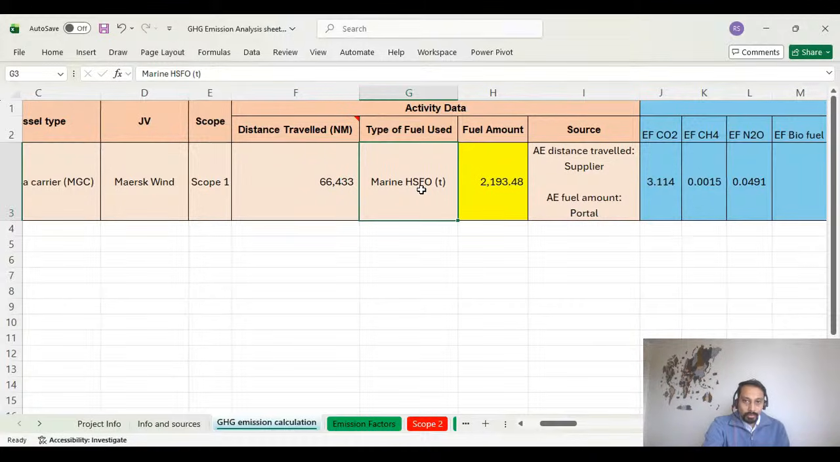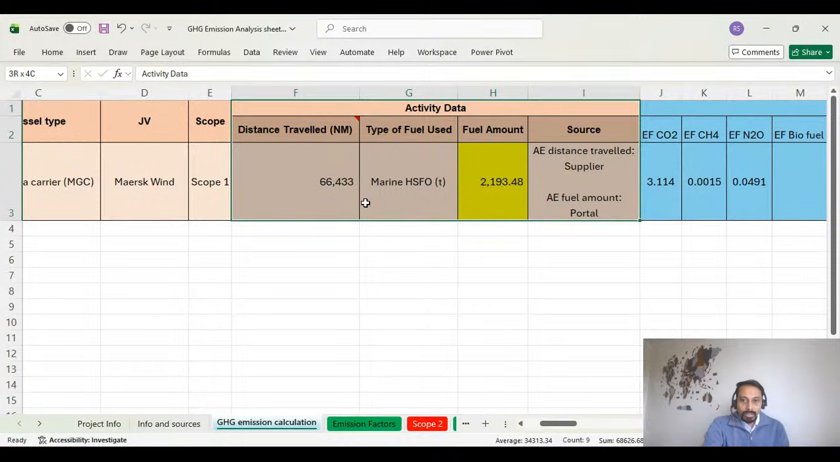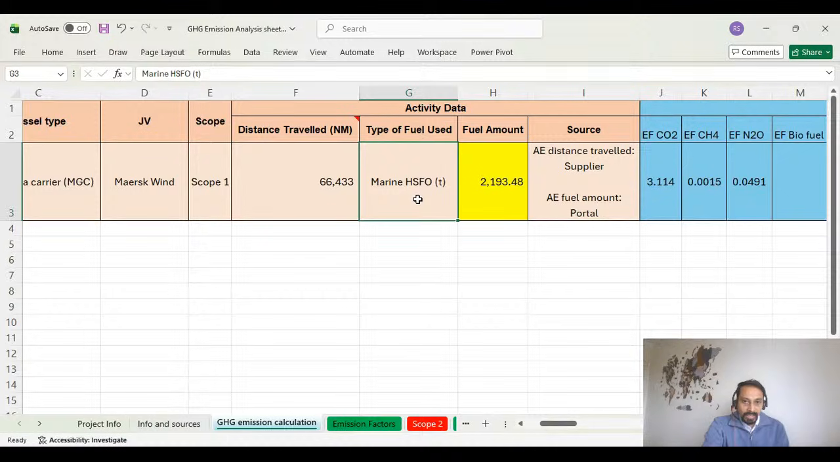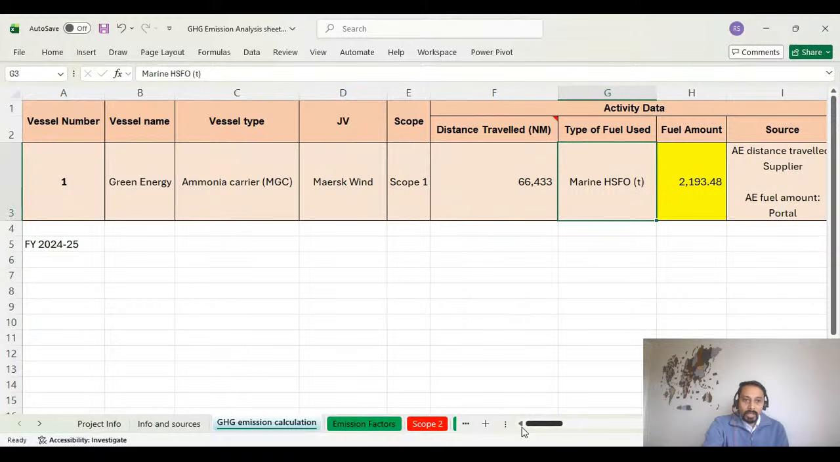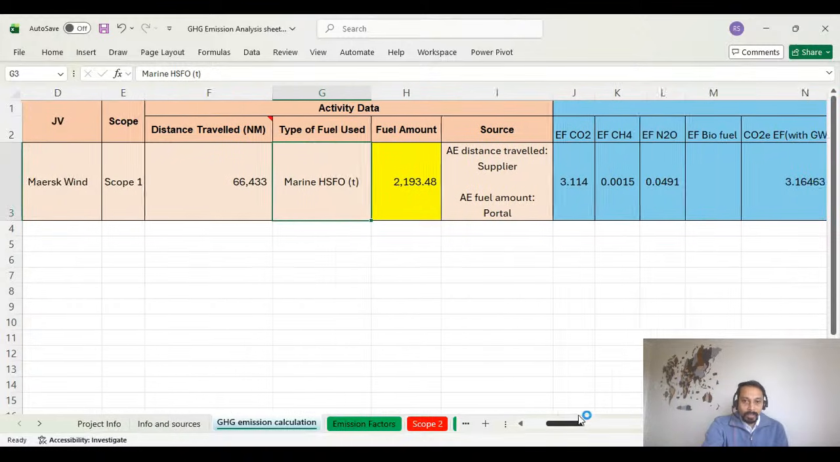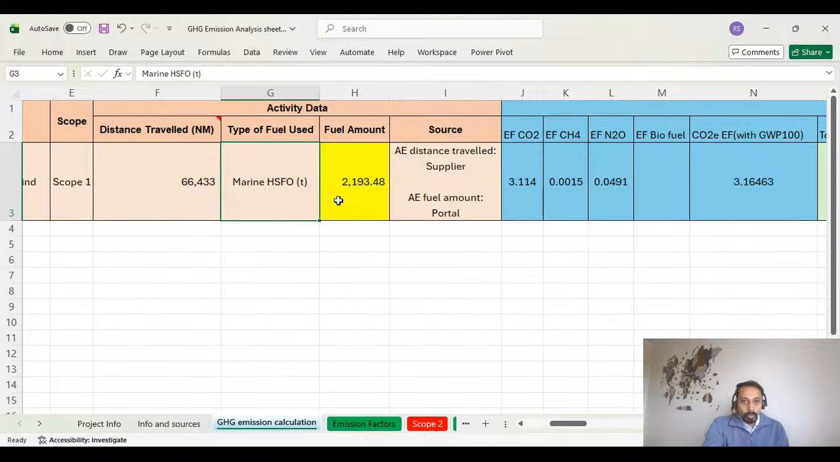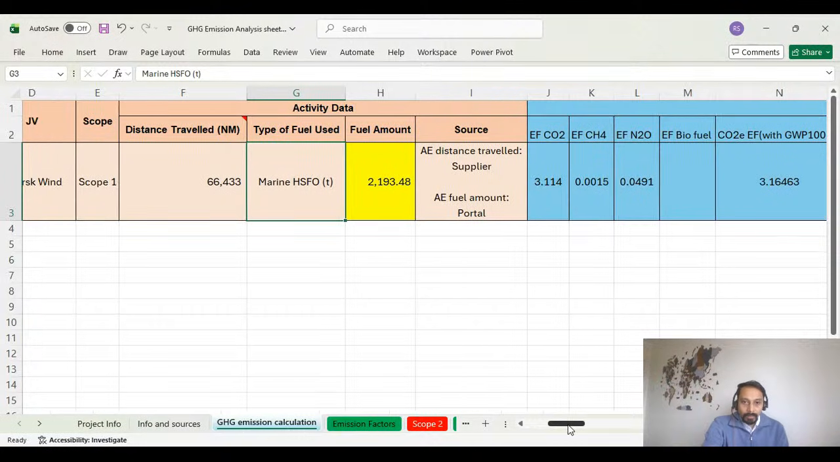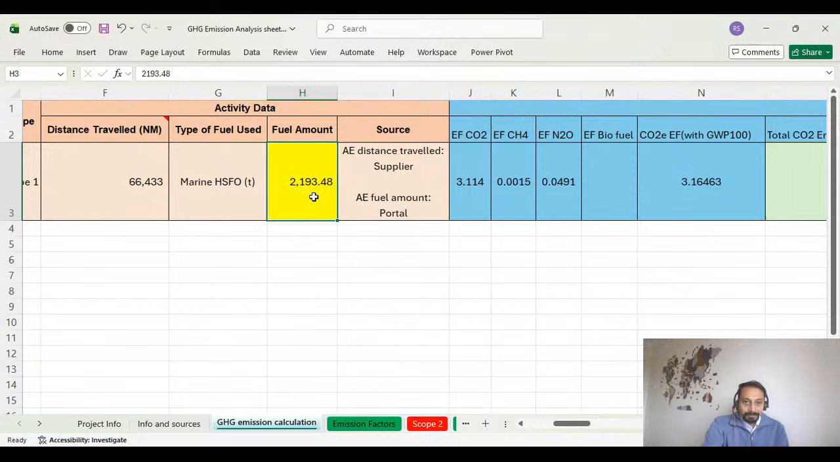Second is the type of fuel used. Here we are going to utilize the activity data. The type of fuel used is marine diesel oil, which is high sulfur fuel oil. That covers the overall ammonia carrier. Basically, it's a heavy diesel oil product. And in that whole year, the fuel amount is 2193.48 liters per year, or it might be per month, depending on what you are counting. So that is the scope 1 emissions we are counting under mobile combustion.